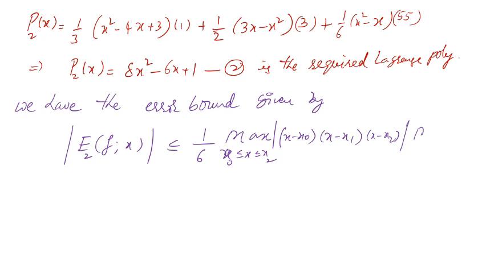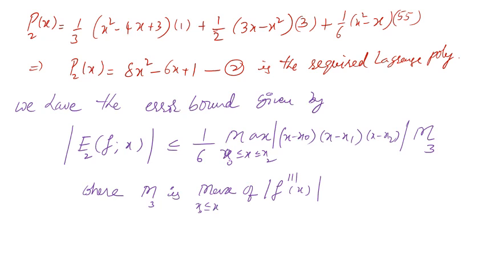Okay, and this is m3, where m3 is the maximum of the modulus of f triple dash x, between x naught less than or equal to x less than or equal to x3. So what is the maximum value? You calculate this m3 value, otherwise keep it as it is. What is f triple dash x? Already f triple dash x becomes 0, I think, right?